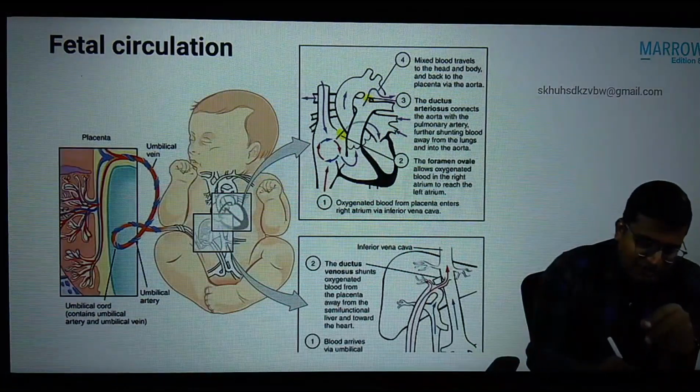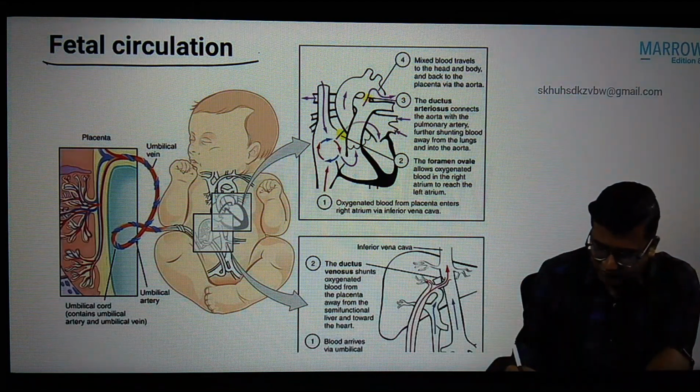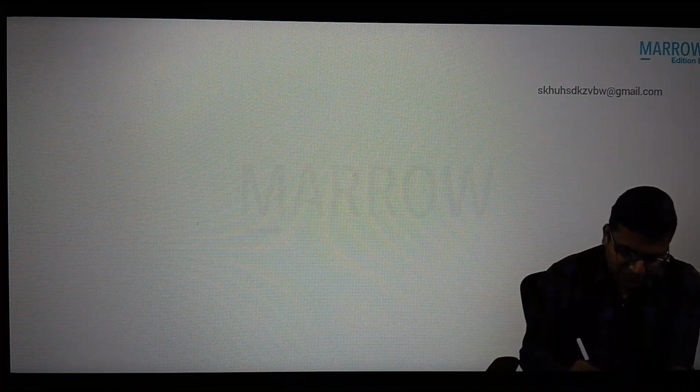So now we're going to discuss one last topic in the development of CVS. Yes, that is about the fetal circulation. Right. So now we're going to draw one flow chart and then we can see the diagram. Now we have to start from the placenta.